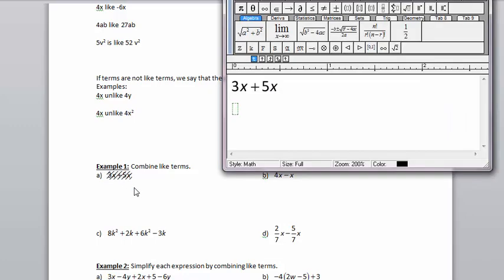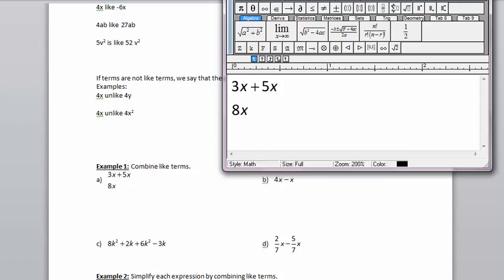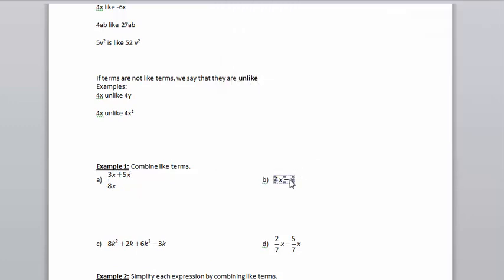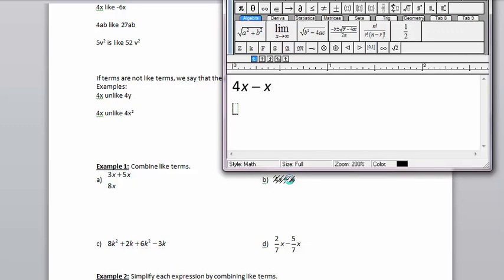3x plus 5x, those are both x terms, they're like terms. If you've got 3 of something and 5 of something, it's going to add to 8 of something. So 3x plus 5x is 8x. We can combine with addition or subtraction. So 4x minus x, remembering that x is 1x, 4x minus 1x is 3x.